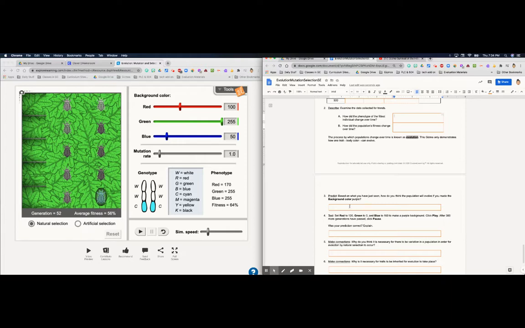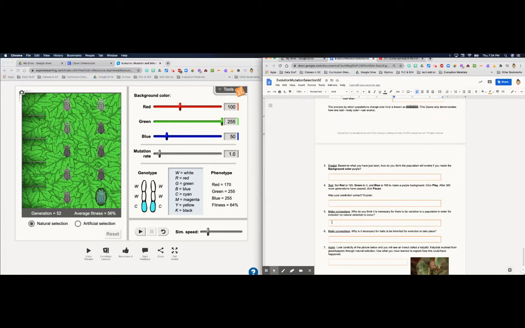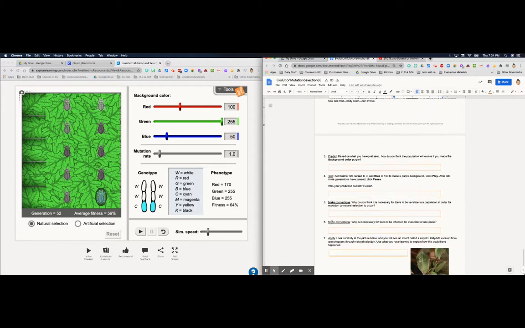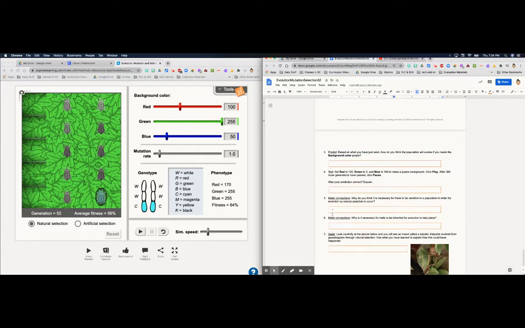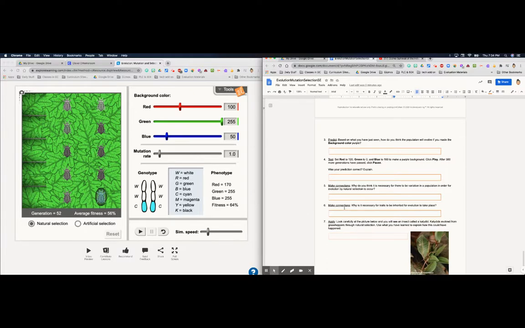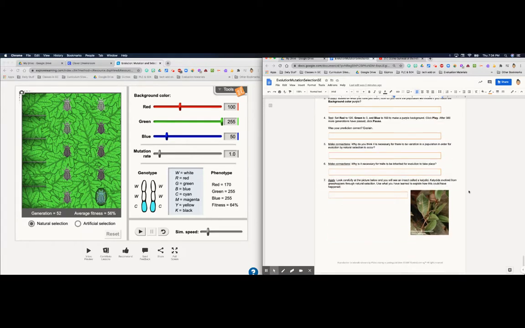Was your prediction correct? Don't just say yes or no. Say yes, it was correct because, or no, it was not correct because. The next one is, why do you think it's necessary for there to be variation in a population in order for evolution by natural selection to occur? Why does there have to be differences for natural selection to occur? Why is it necessary for traits to be inherited for evolution to take place? And then the last one, this separates the people that think from the people that don't think.